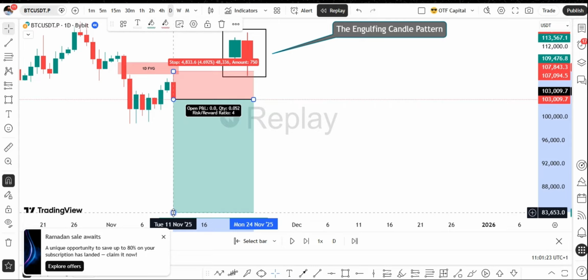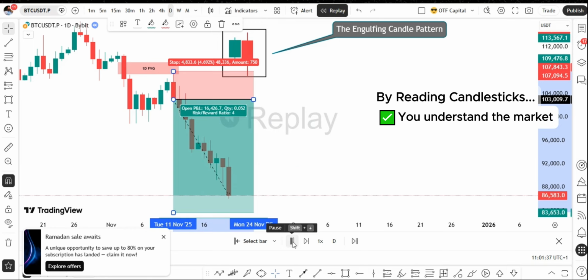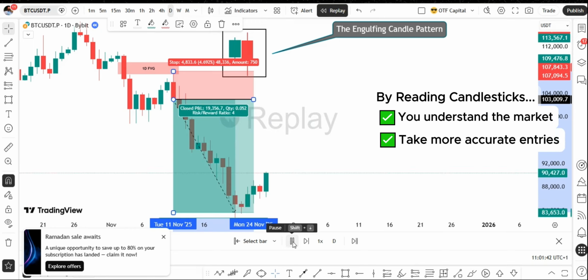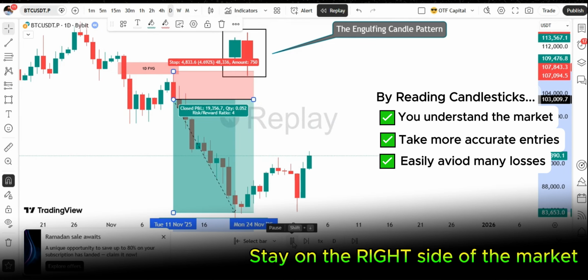That's where you're going to target your take profit there. So at the end of the day, we ride with the price. Knowing how to read candlesticks will help you to understand the market, especially out of a bearish engulfing candle pattern. You take more accurate entries, easily avoid many losses that you would have taken, and ultimately it will help you to stay on the right side of the market.